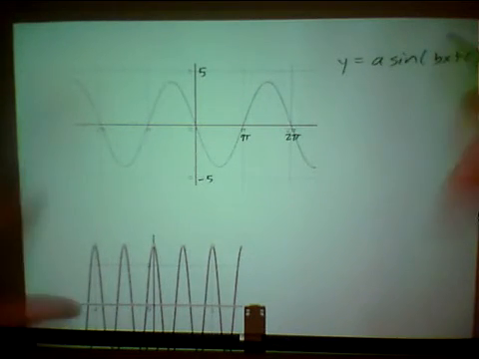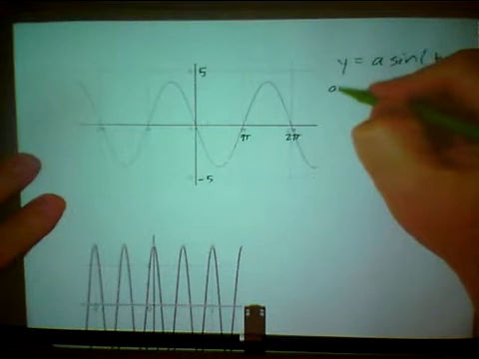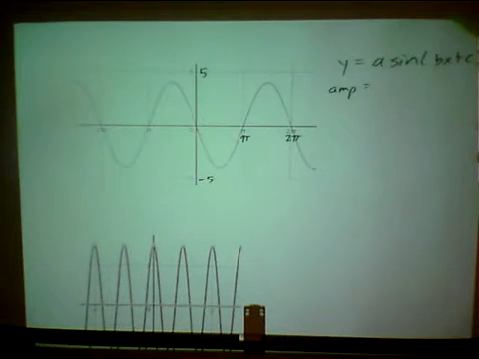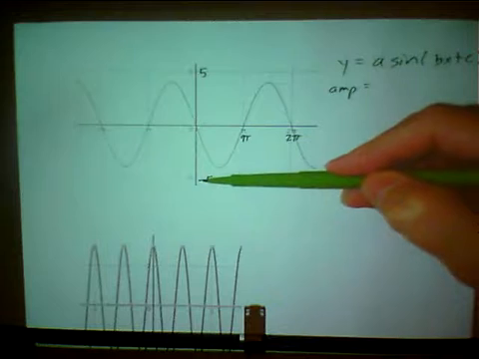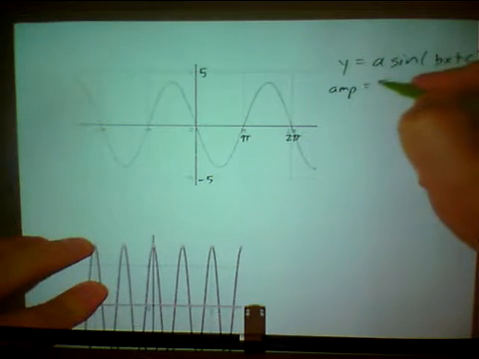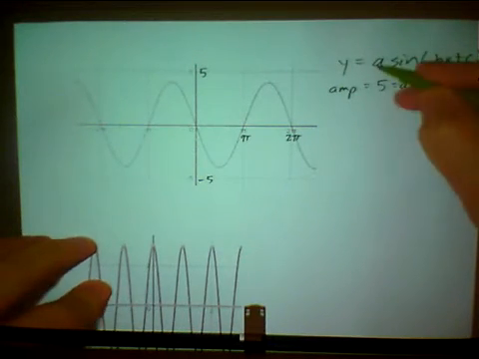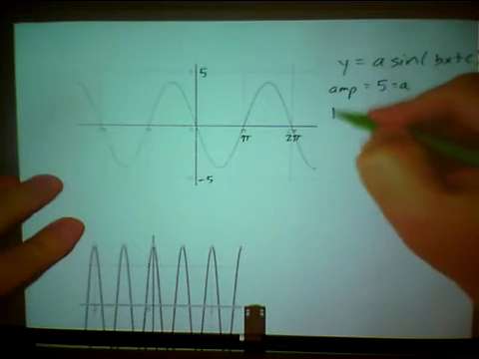So the amplitude, let's start with the amplitude, that's always pretty easy. The amplitude is from the middle of the graph, how high does it go, how low does it go? It looks like it goes from -5 to 5. So obviously the amplitude is 5, and that's going to be A when I get ready to figure out my equation.